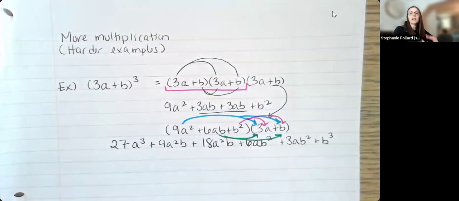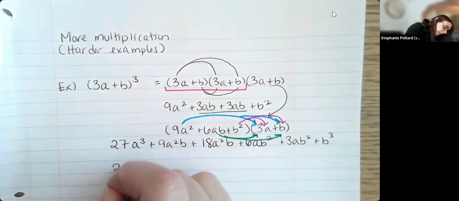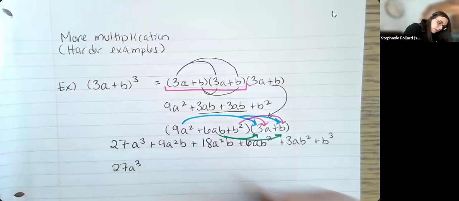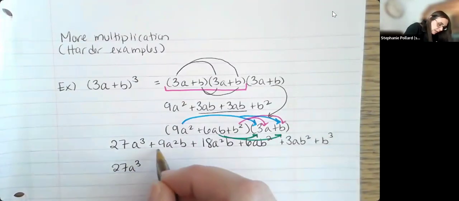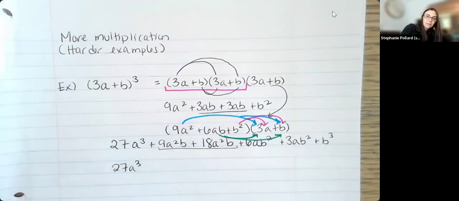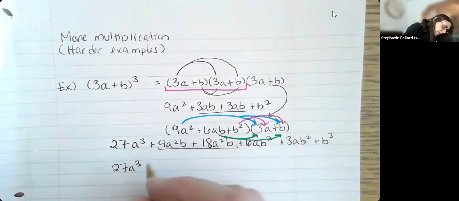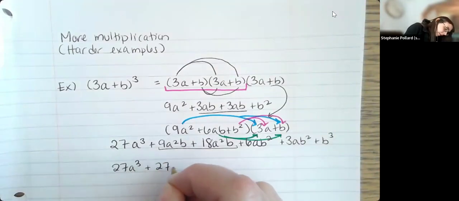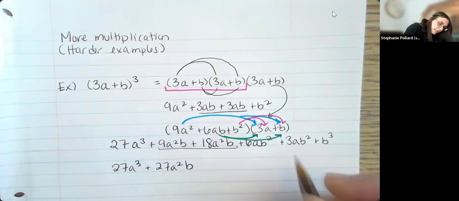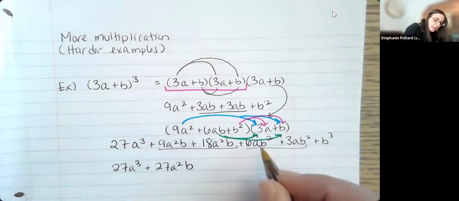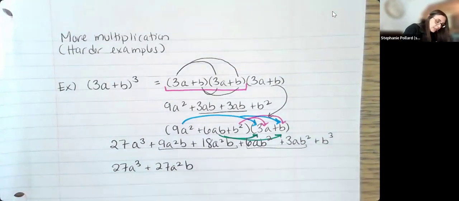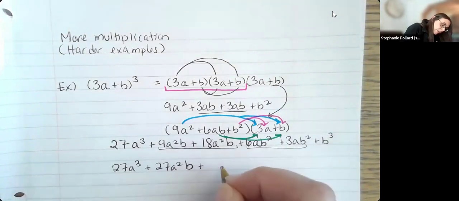And then what I'll do again is I'll clean it up now. So anything that has like terms can get put together. So let's see here. These 2 can go together. They're both a squared b. 18 and 9 is going to be 27. And then these 2 here do go together. They're both ab squared. So those pieces are exactly the same. And 6 plus 3 is 9.